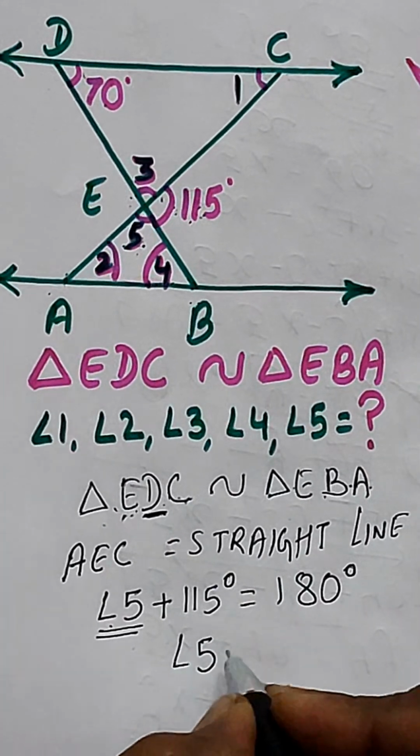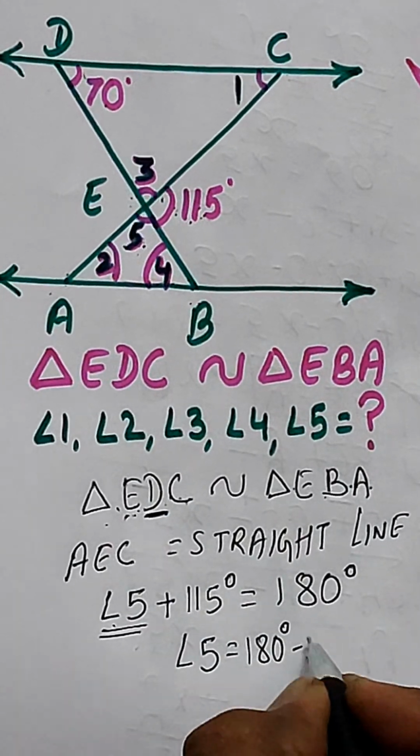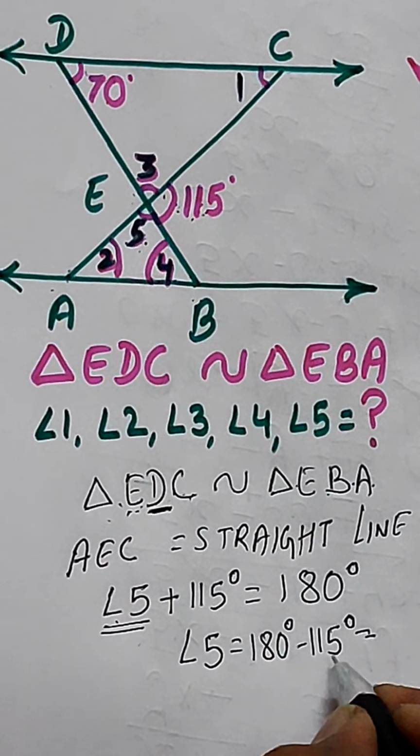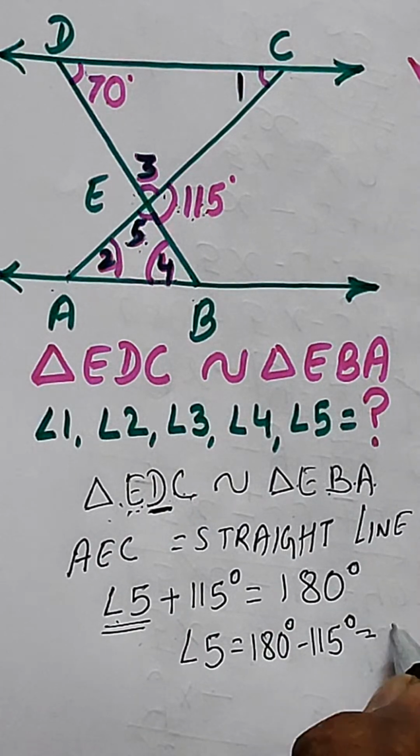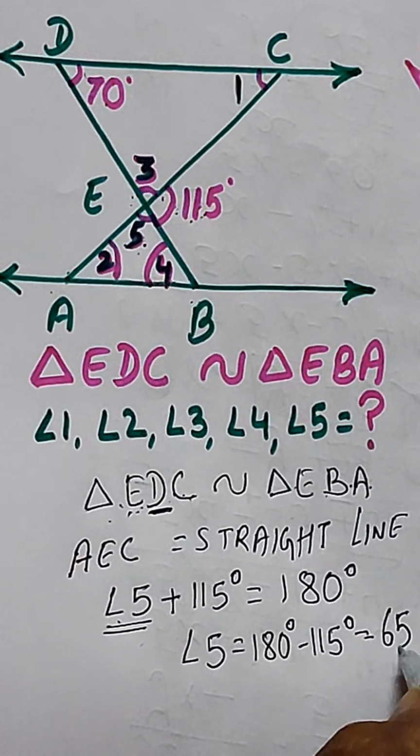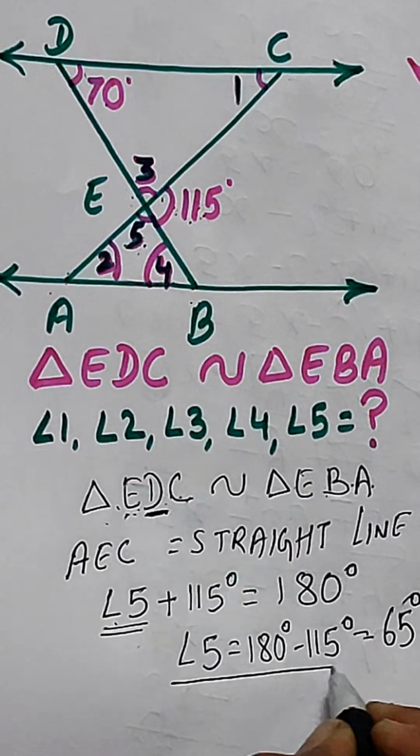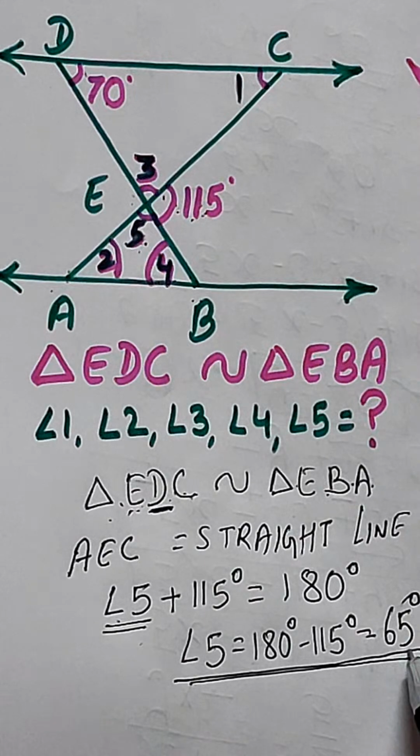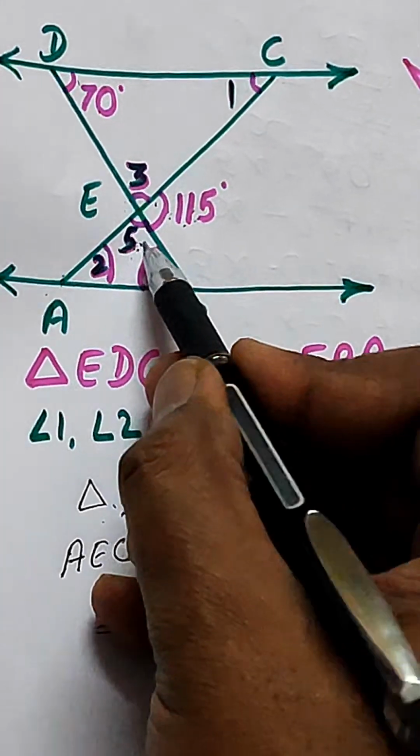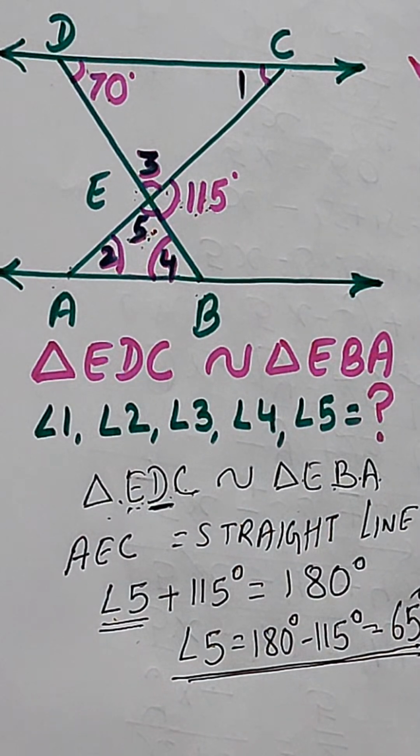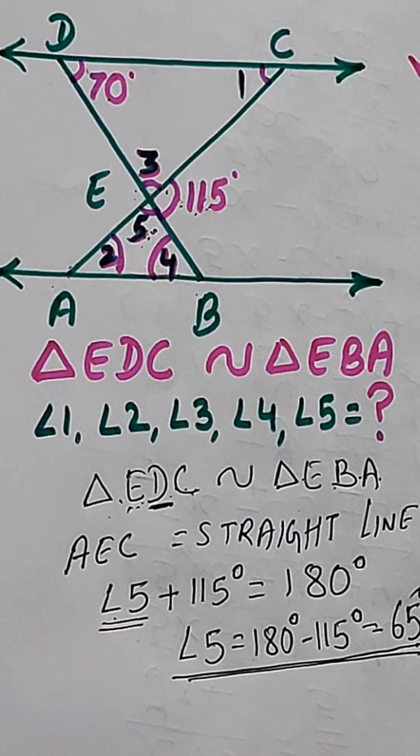So angle 5 is calculated as 180 degrees minus 115 degrees. Just subtract it: 15 plus 5, 20, plus 60. So angle 5 will be equal to 65 degrees. So this answer is known to you. Now just solve the other part.